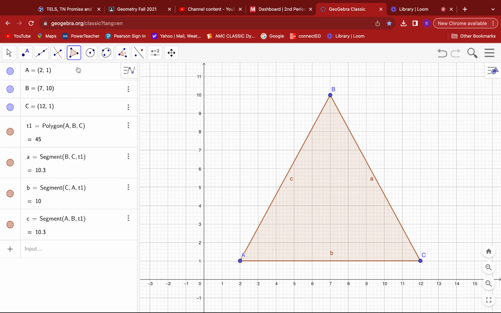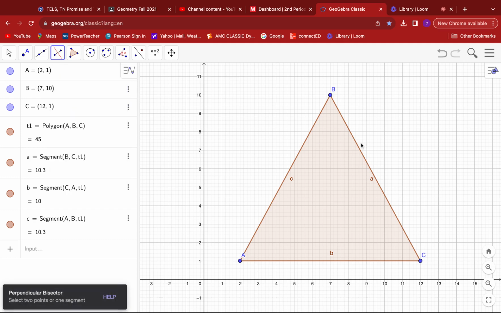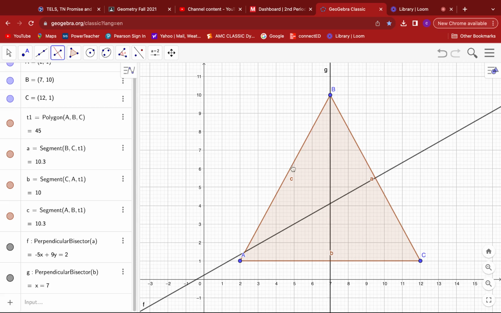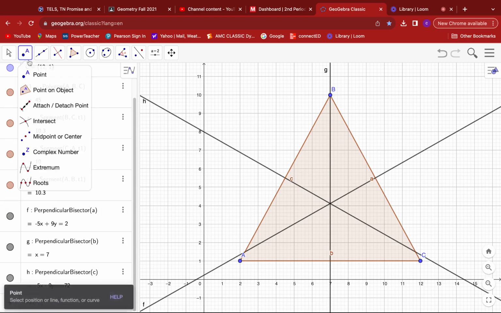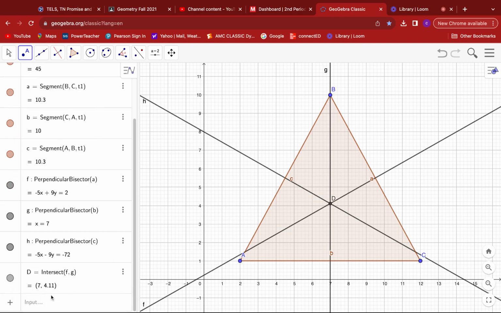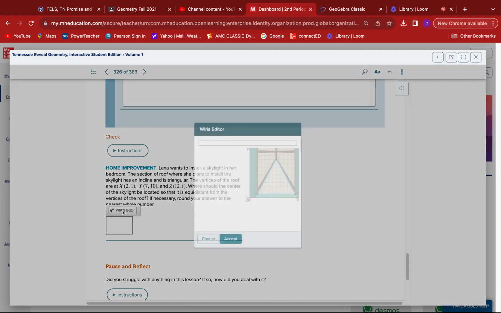All right, 3 perpendicular bisectors. So again, 4th icon from the left, 3rd one down. I'm going to click on side A, side B, side C. There's my point of concurrency. For perpendicular bisectors, we call that the circumcenter. I need a point there where they intersect. There it is. Looks like my answer is going to be 7, 4.11. Now, it says round to the nearest whole number.